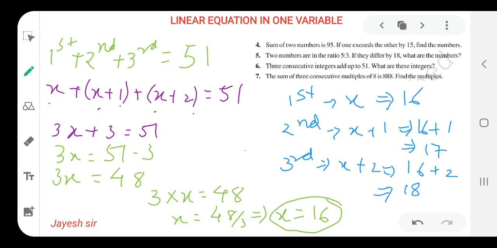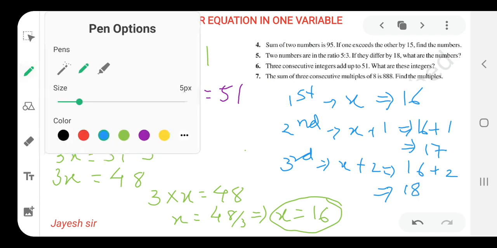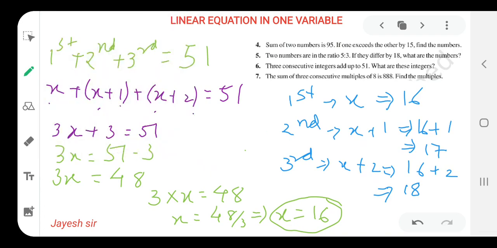I hope you all might be getting it. So in this way we have got the value for all three consecutive integers. What are they? 16, 17 and 18. I hope you all might be getting it, friends. That was a little bit confusing type of sum.